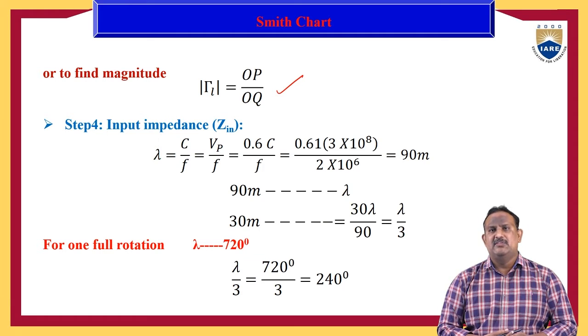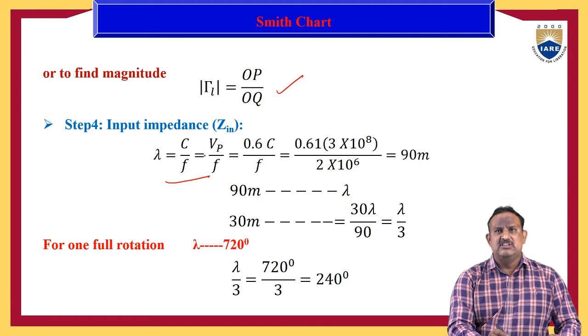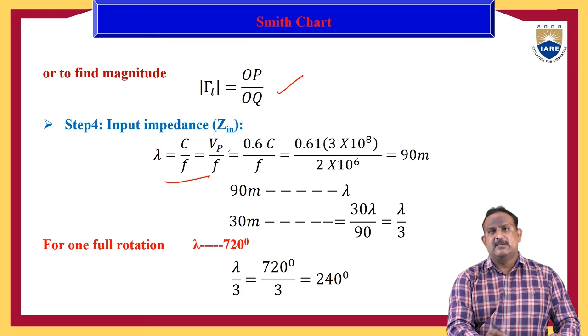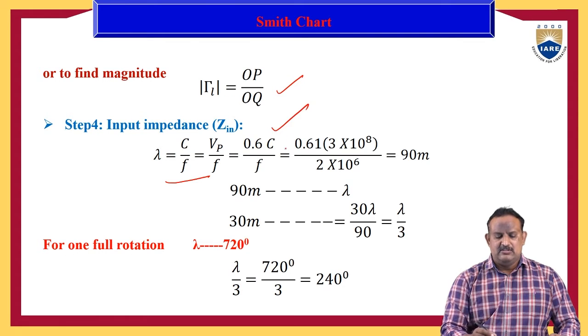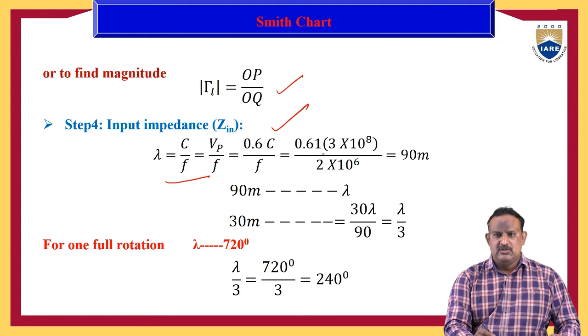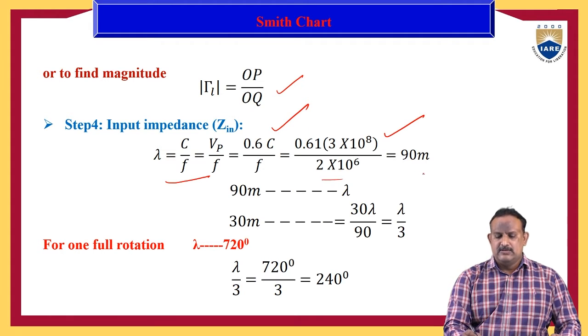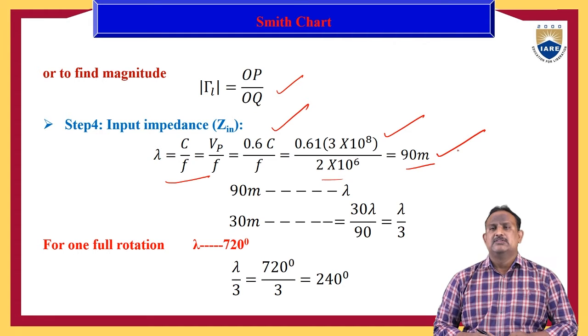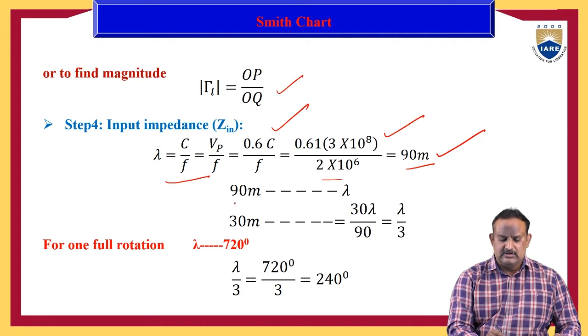First, we'll find the lambda value. You know that lambda equals C by F, where C is the Vp, the velocity given as 0.6c, by frequency F. So 0.6 into the velocity of light, 3 into 10 power 8, by the frequency of 2 megahertz, that is 2 into 10 power 6. So it is 90 meters. Therefore, lambda is equal to 90 meters.